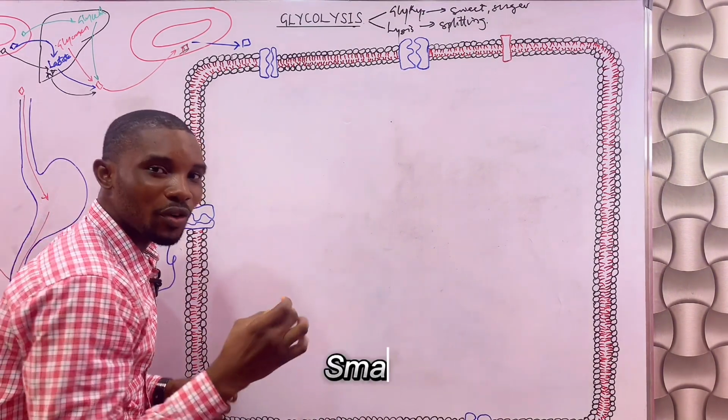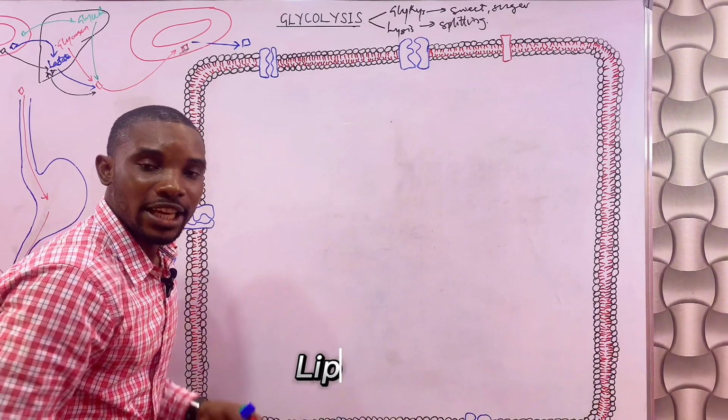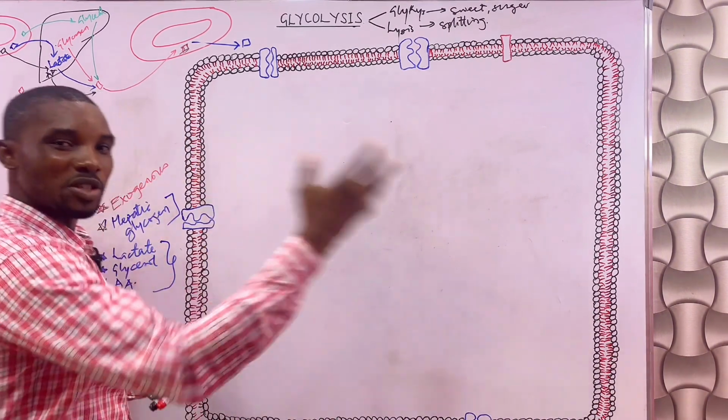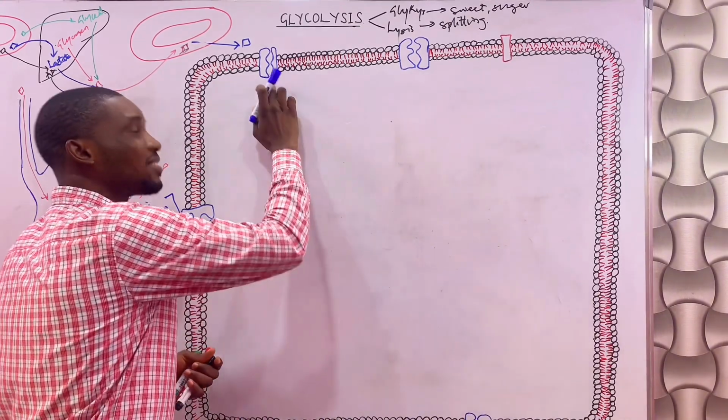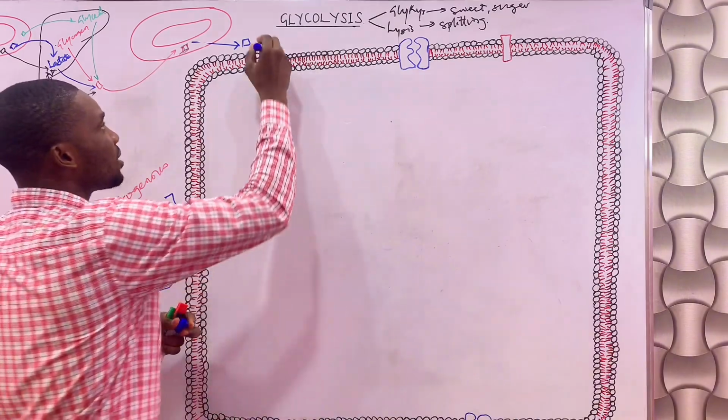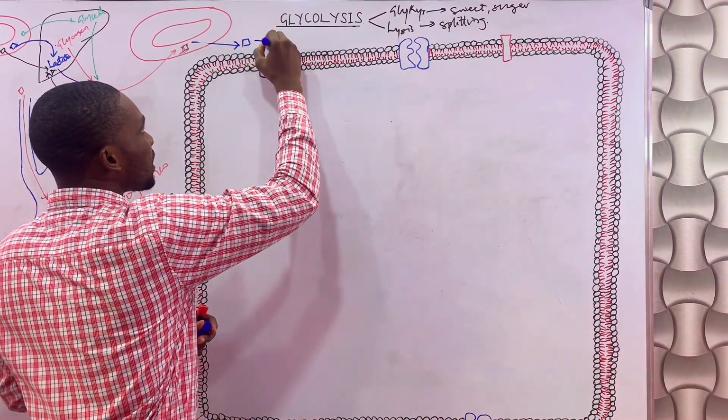Be so small, or it needs to be what? Lipophilic. That it needs to be what? Lipid soluble. Glucose is not any of those. So how does it go into the membrane? It needs to have transporters via which it can go into the cell. So there is a transporter here which allows glucose to enter.